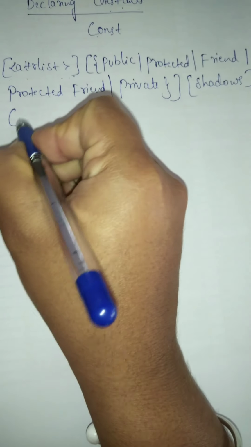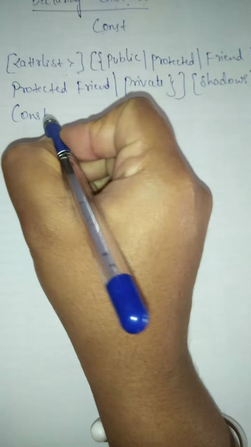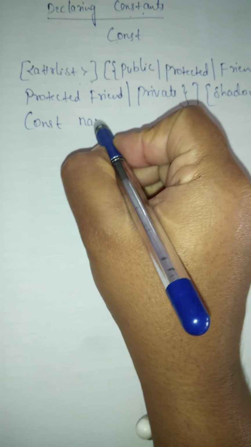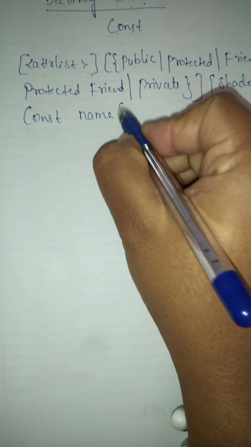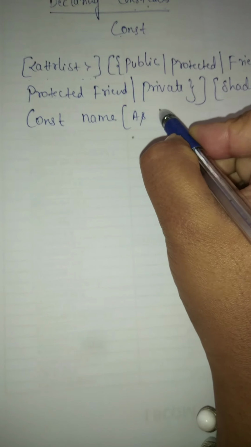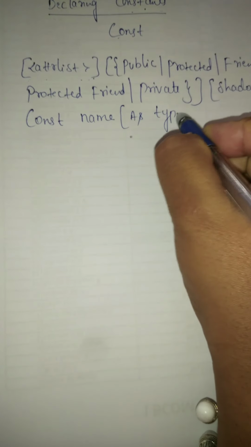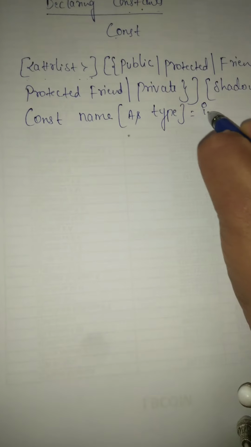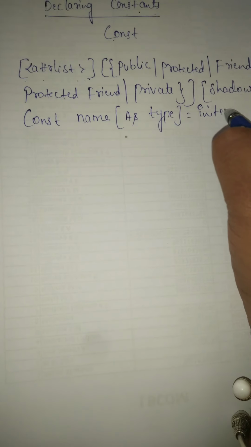And next you are writing a keyword what? Const. After const you are going to specify the name of a constant, and if you want a data type you can specify the type, that is equal to init expression.